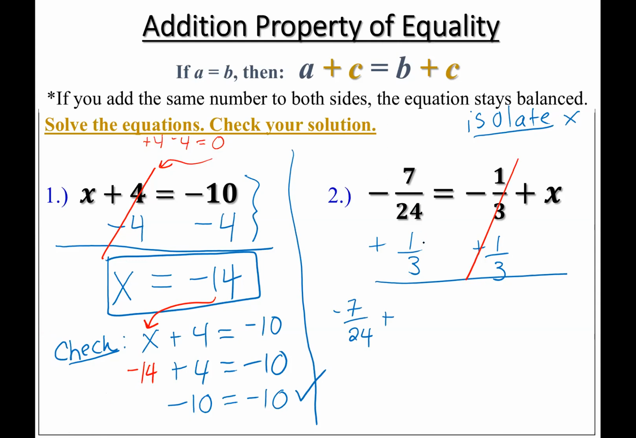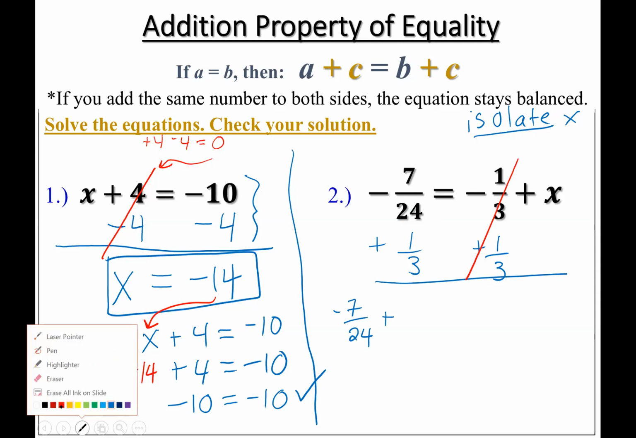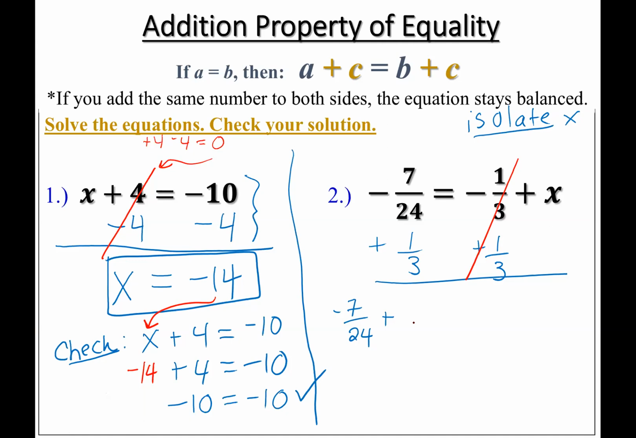Now, I'd like to rewrite this 1/3 because if I'm going to add these fractions, they're going to need to have a common denominator. So let's think about that for a second here. 24 is the larger denominator, so it would be nice if I could use that as my common denominator. And I can because 3 goes into 24. So again, I'm trying to add negative 7/24 plus 1/3. I know that to add or subtract, I need a common denominator. So I'm going to use 24 because 3 goes into 24. So my LCD is 24.